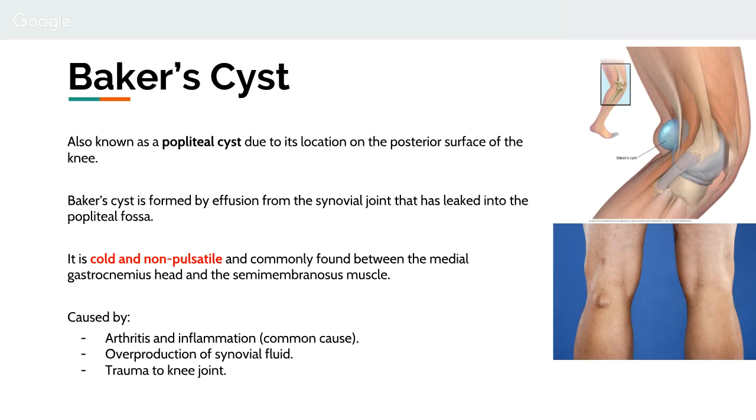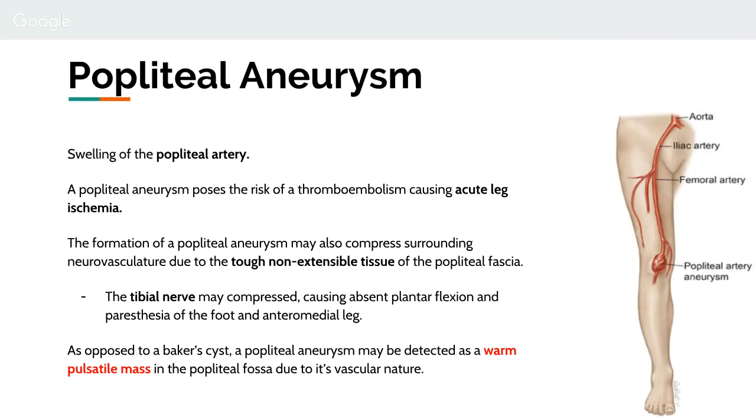Baker cyst. People get confused with Baker cyst and popliteal aneurysm a lot, but the main thing to take out of this is a Baker cyst is a popliteal cyst and it's cold and non-pulsatile, whereas a popliteal aneurysm is warm and pulsatile, and that's caused by a swelling of the popliteal artery, so that can cause acute leg ischemia. Ischemia meaning loss of blood.